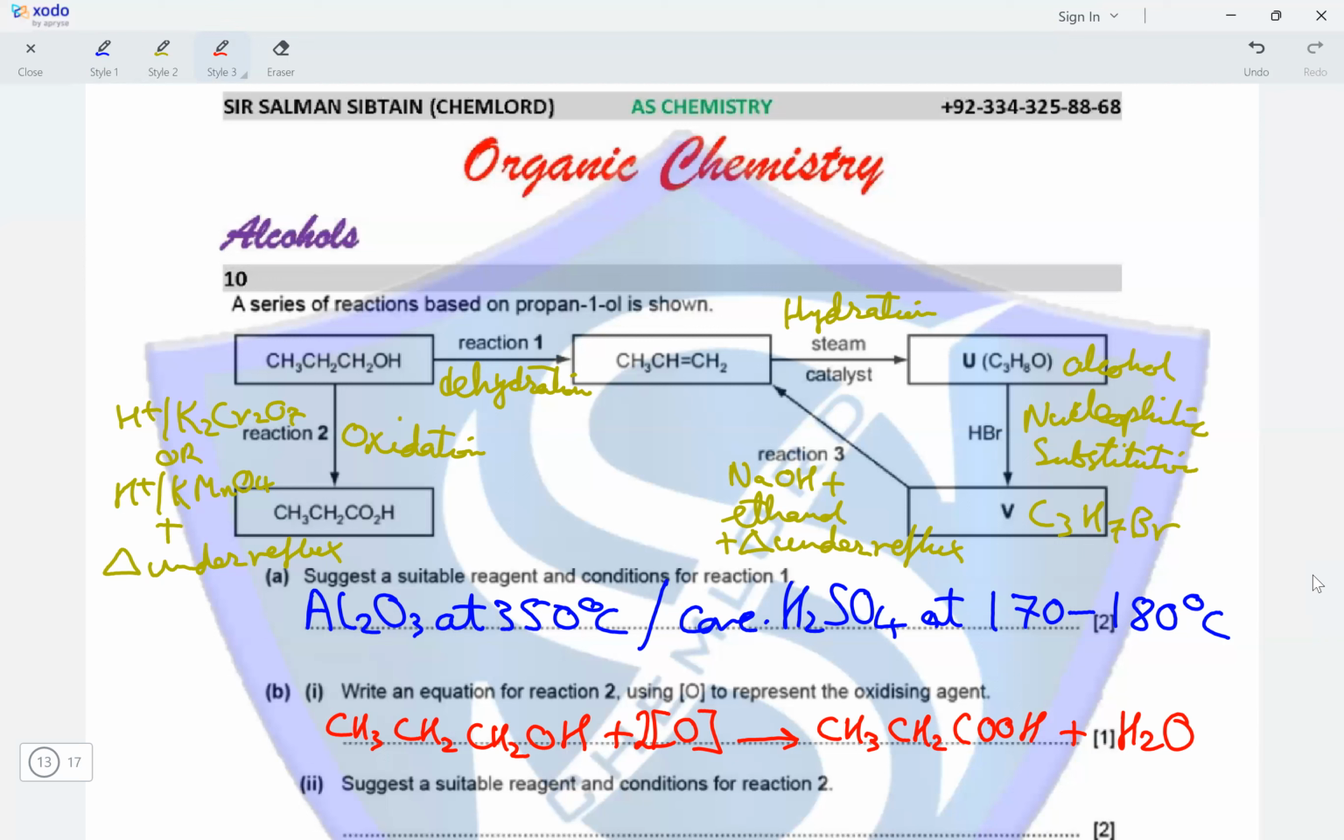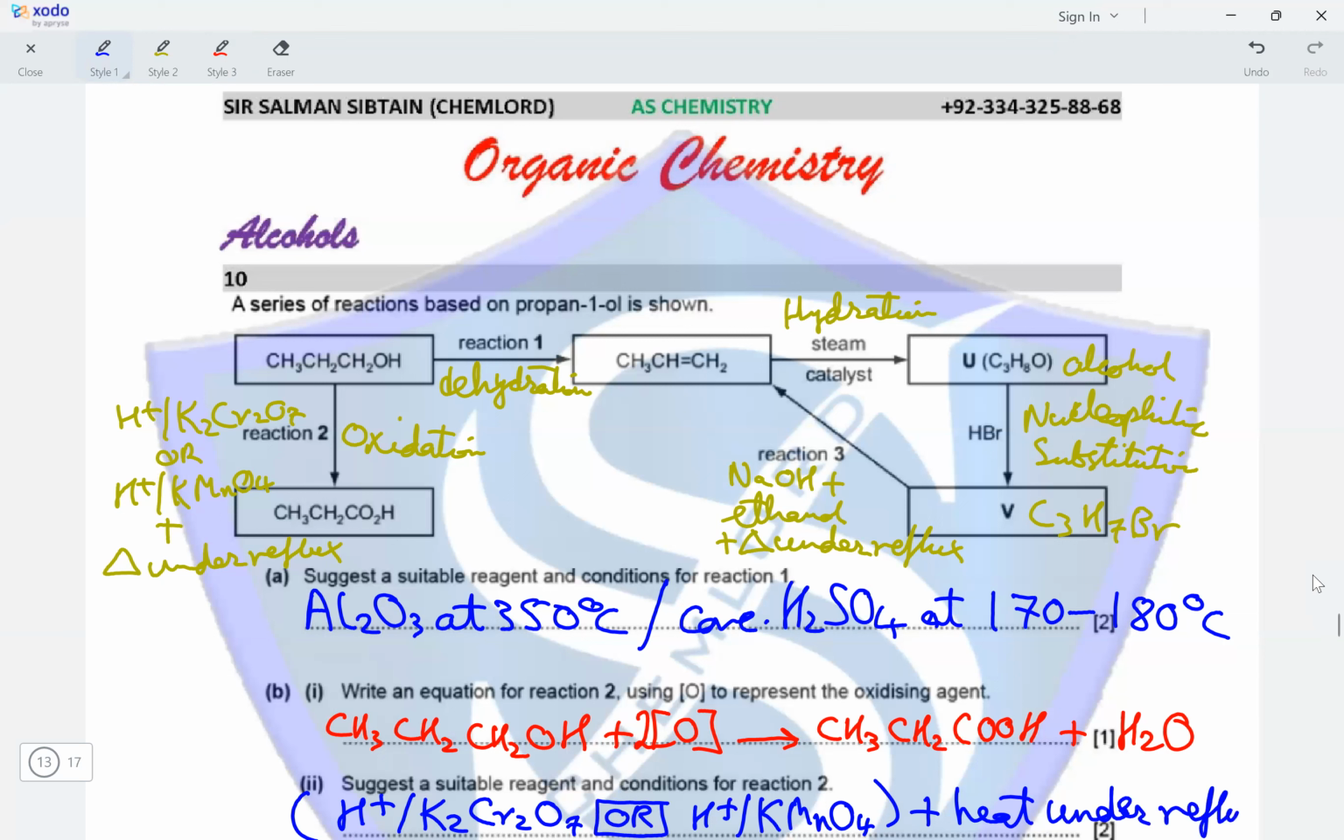Suggest a suitable reagent and condition for reaction 2. So the reagent and condition for reaction 2 is acidified K2Cr2O7 or acidified KMnO4, and in either of these cases we include heat under reflux.